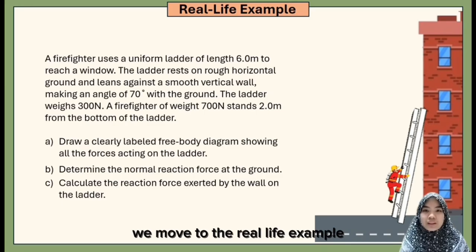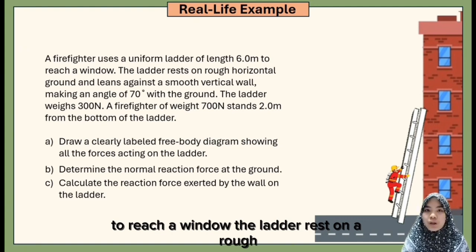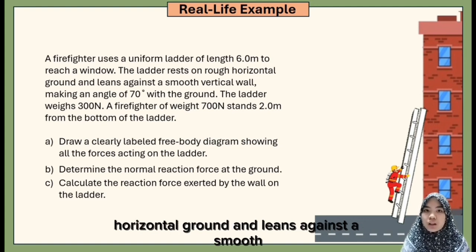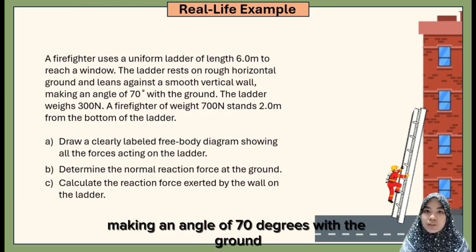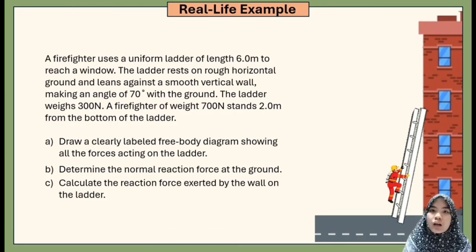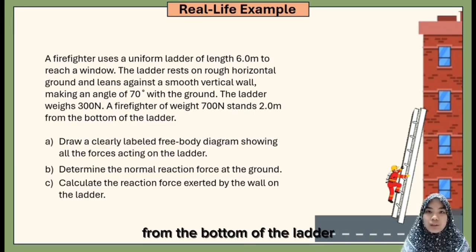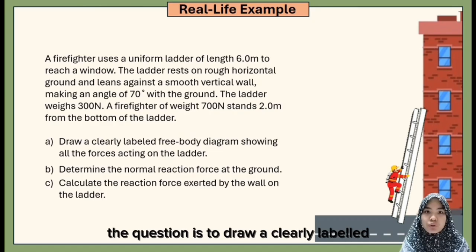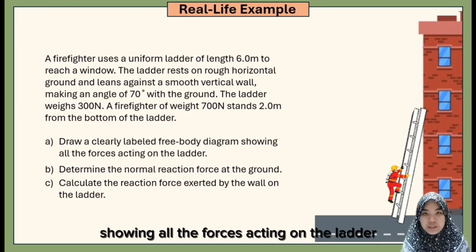We move to the real-life example. A firefighter uses a uniform ladder of length 6 meters to reach a window. The ladder rests on rough horizontal ground and leans against a smooth vertical wall, making an angle of 70 degrees with the ground. The ladder weighs 300 Newton. A firefighter of weight 700 Newton stands 2 meters from the bottom of the ladder. The question is to draw a clearly labeled free body diagram showing all the forces acting on the ladder.